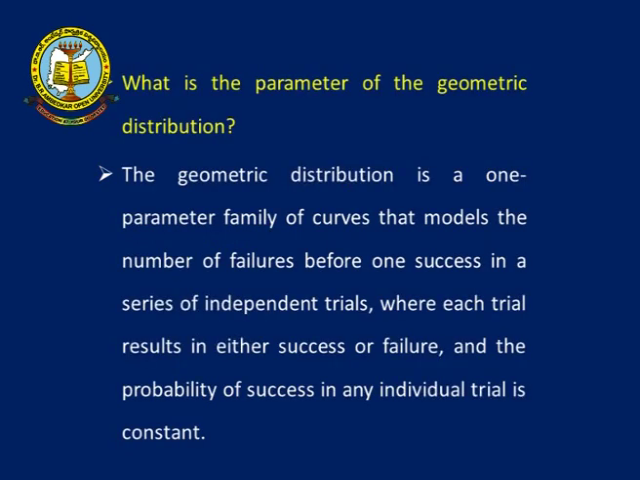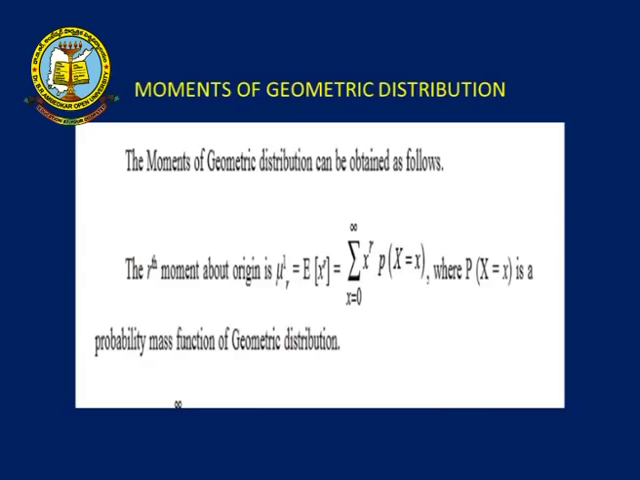What is the parameter of the geometric distribution? The geometric distribution is a one-parameter family of curves that models the number of failures before one success in a series of independent trials. Each trial results in either success or failure, and the probability of success in any individual trial is constant. This is the basics of the geometric distribution. In real life, we have learned the mean, standard deviation and variance here.